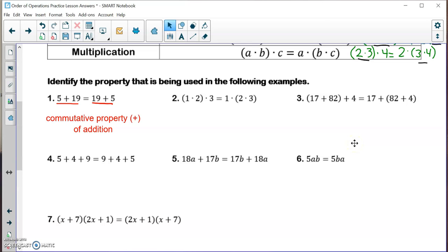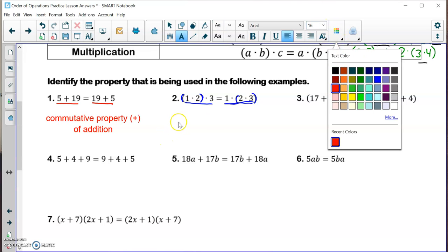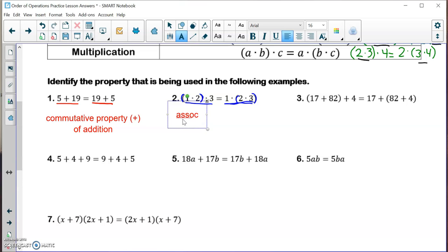So in number 2, we have a 1 times a 2 times a 3, and we have a 1 times a 2 times a 3. The order stayed the same, but what happened was the first one we group the 1 and the 2 together, and the second one we grouped the 2 and 3 together. So the grouping is different, which means that this is the associative property, and it was of multiplication, so I'm going to put multiplication in parentheses.